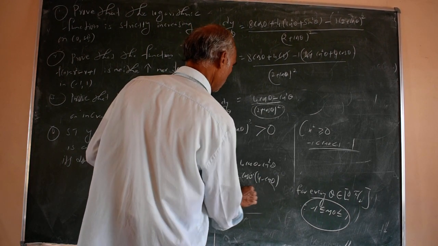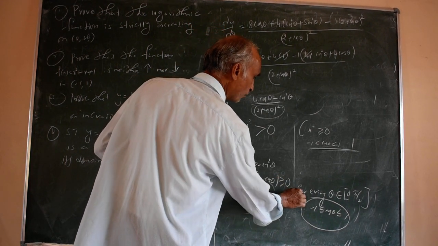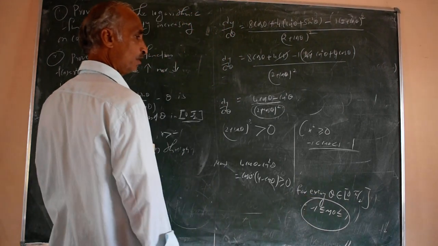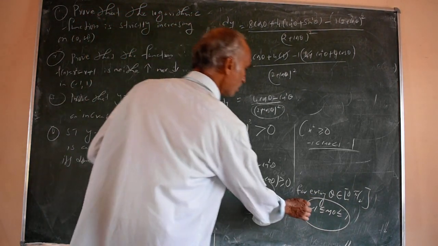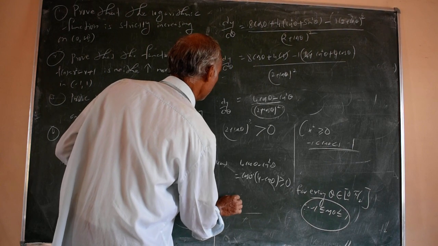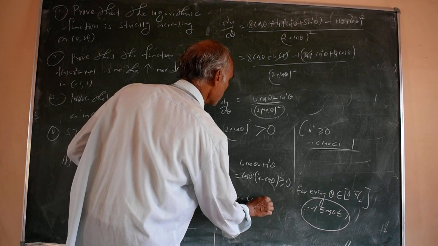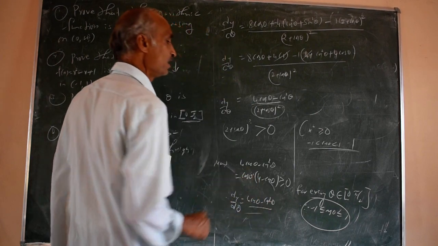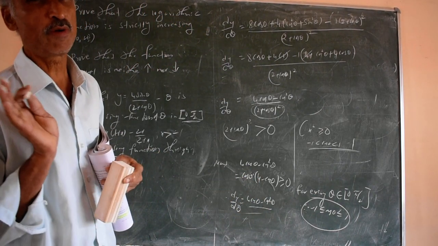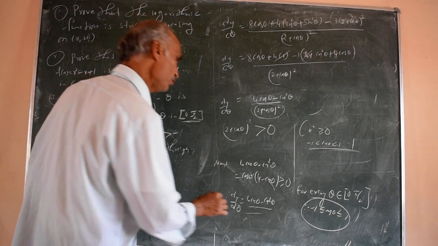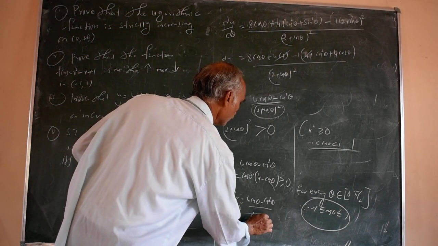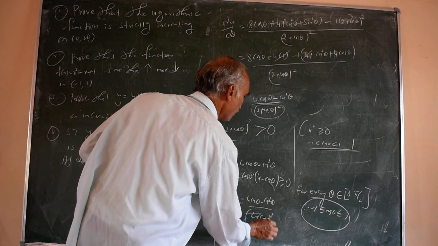So 4 minus cos theta is greater than or equals to 0 for every theta belongs to 0 to pi by 2, because dy by d theta is equals to 4 cos theta minus cos square theta. Numerator is 0 or positive. Denominator is strictly positive. Greater than 0 is strictly positive.